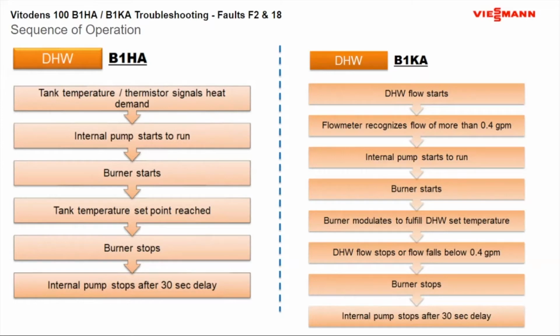On the KA model, just make sure that you need that 0.4 GPMs to get that flow switch activated, and then your internal pump will start. And once your flow stops or you shut your faucet off, your burner will stop. Same thing, your pump will run for about 30 seconds afterwards.